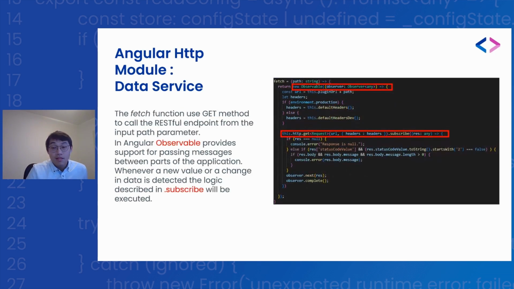Within the data service, we define the fetch function. It uses the get method to call the RESTful endpoint from the input path parameter. In Angular, we define an observable, which provides support for passing messages between parts of the application. It's based on an asynchronous design. Whenever a new value or change in data is detected, the logic described in the subscribe function will be executed. And here we finish the part of the Angular HTTP module.